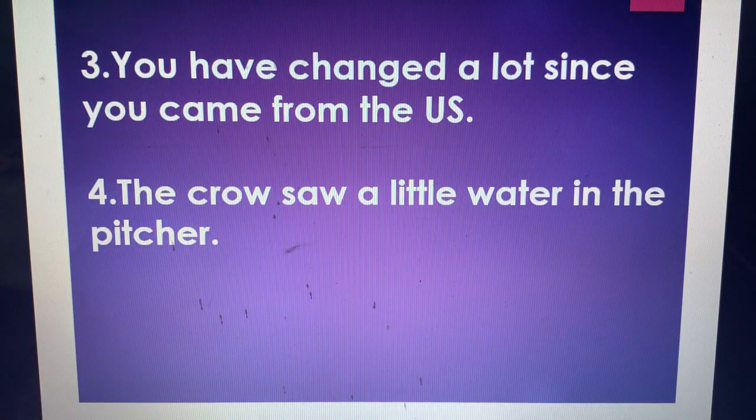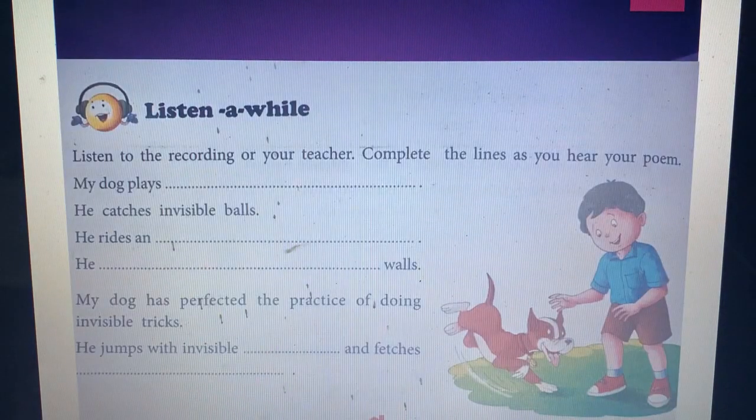You might have heard about the story, the thirsty crow. Over there, there is a pitcher. जिसको हम pot भी बोलते हैं. Fine. So now what is the next? It's a listen a while. So it's a poem. Basically, it's a poem and it is not given in your book. This poem is not given in your book.